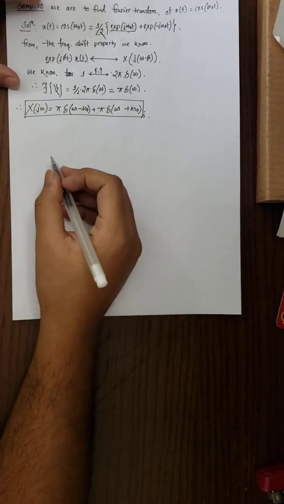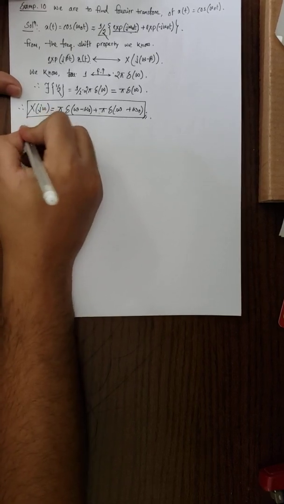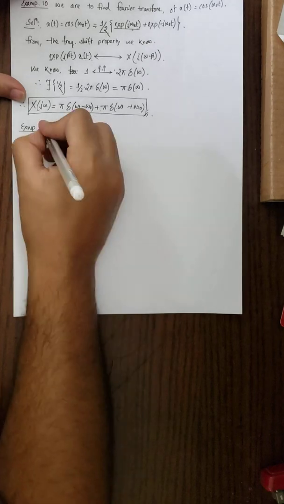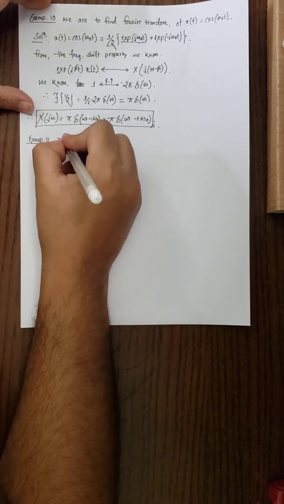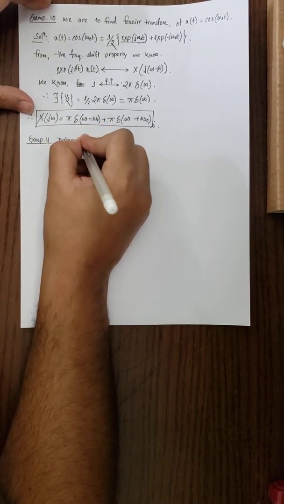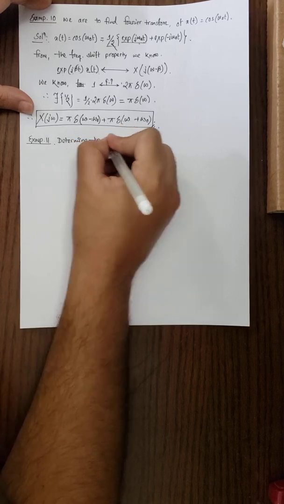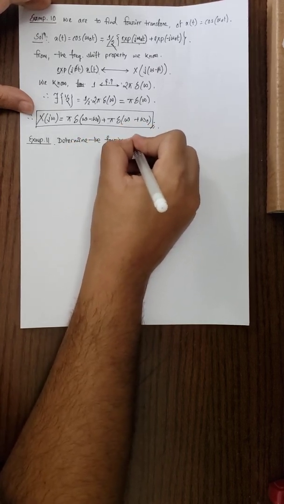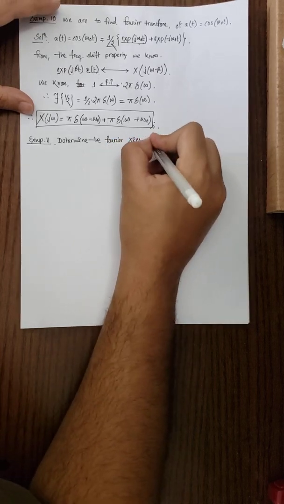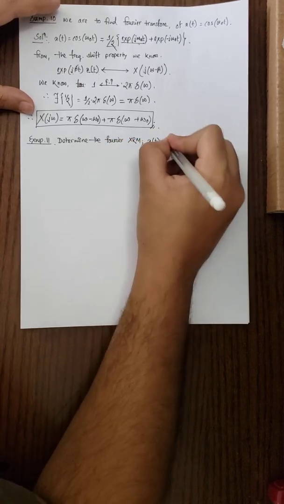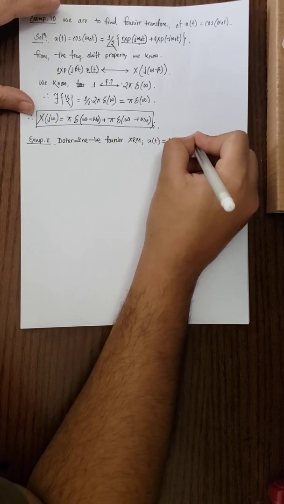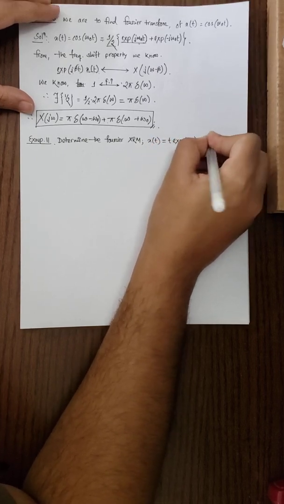Now moving on to the next problem. We are to determine the Fourier transform of x of t times e to the power minus at u of t.